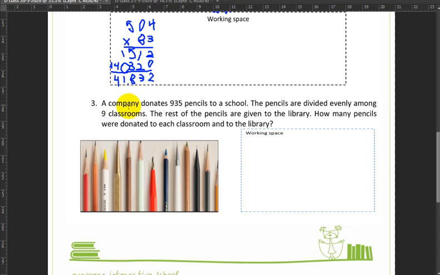Problem number 3 says a company donates 935 pencils to a school. The pencils are divided evenly among 9 classrooms. The rest of the pencils are given to the library. How many pencils were donated to each classroom and to the library? So, since it basically says what you need to do, they were divided evenly, so division.